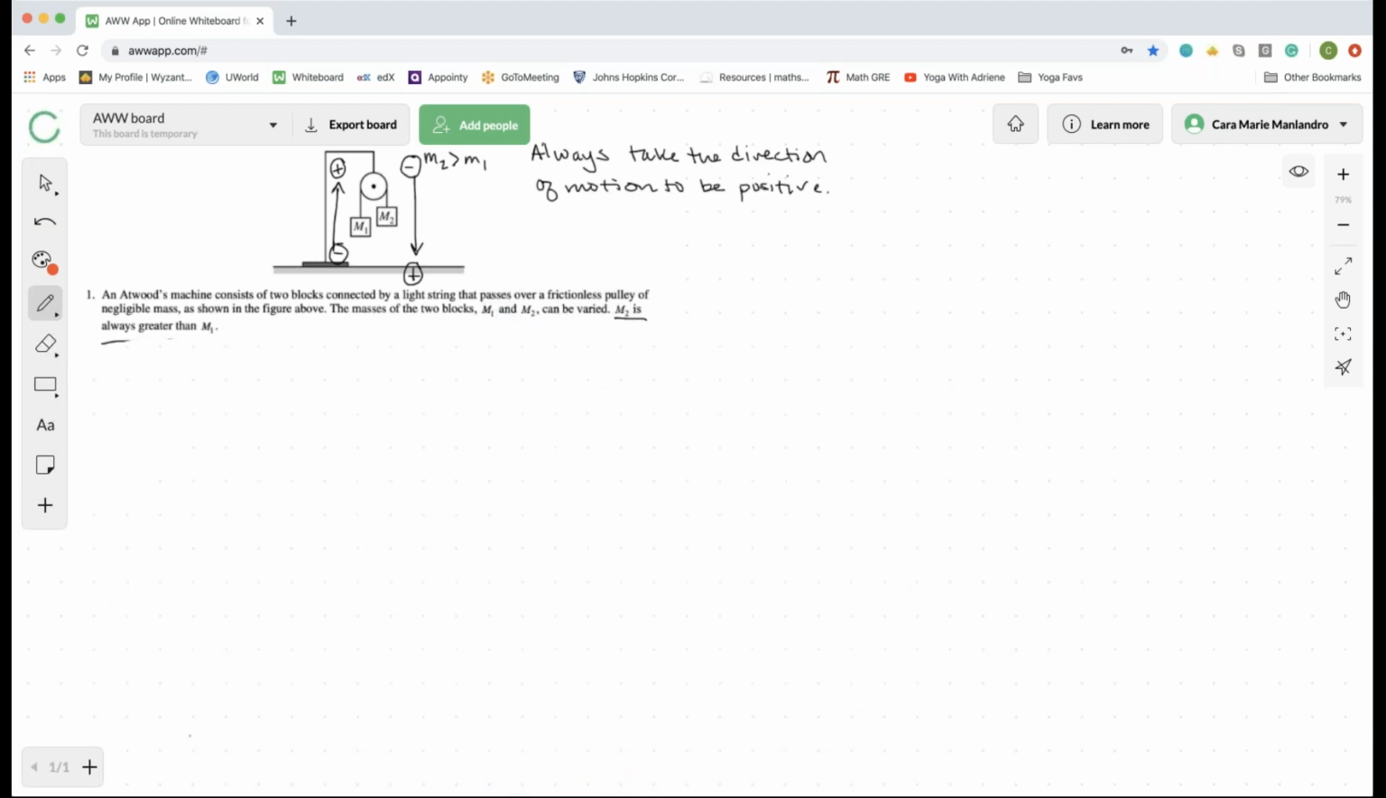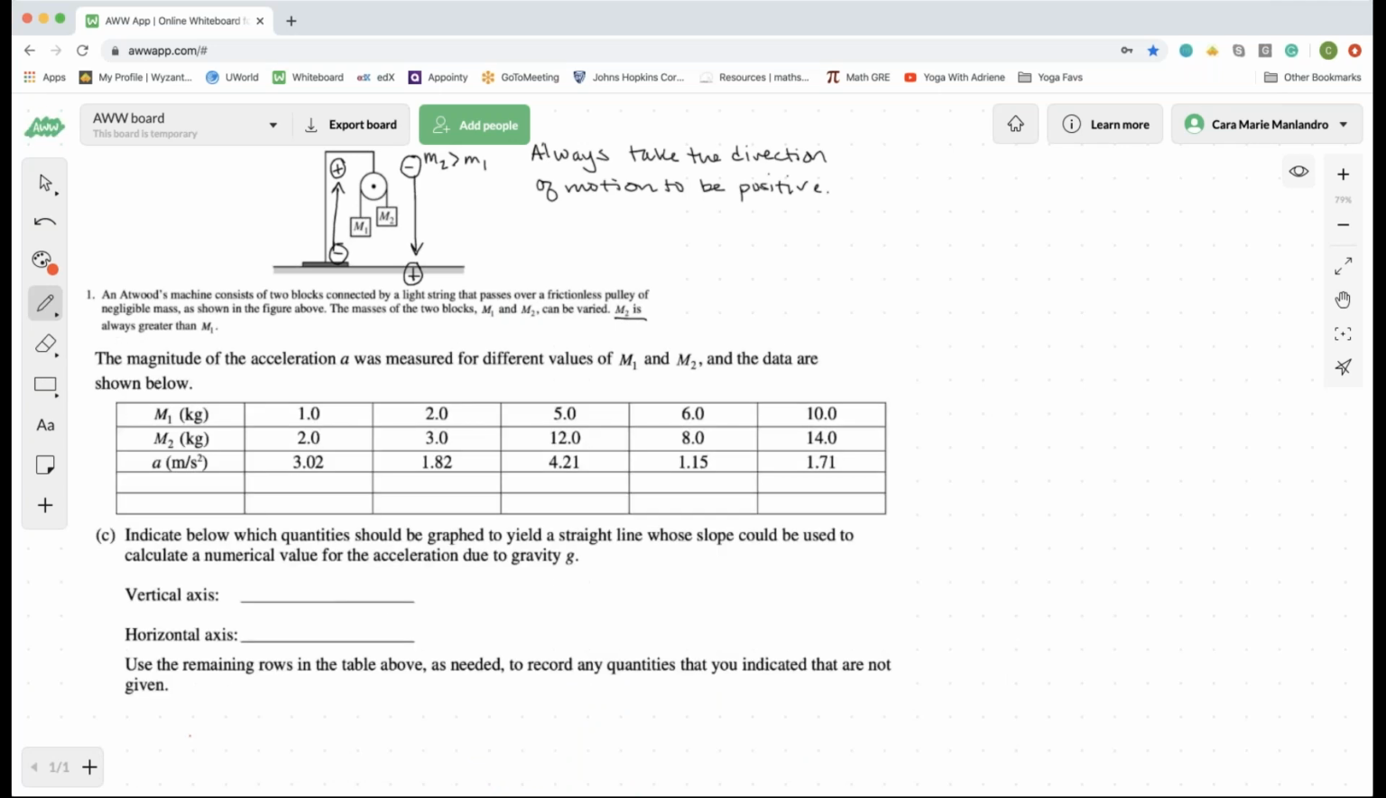Okay, so here we're given some data. The magnitude of acceleration A was measured for different values of M1 and M2, and we have some data. Indicate which quantities should be graphed to yield a straight line whose slope can be used as a numerical value to find the acceleration due to gravity.